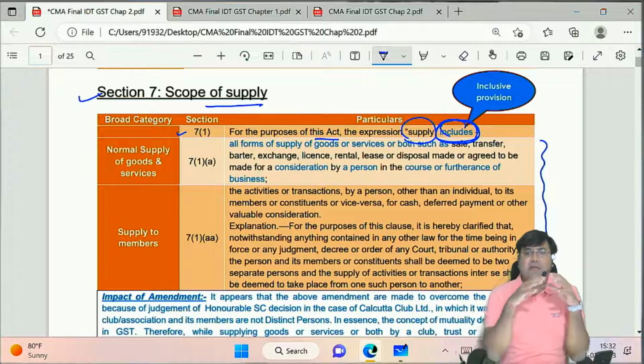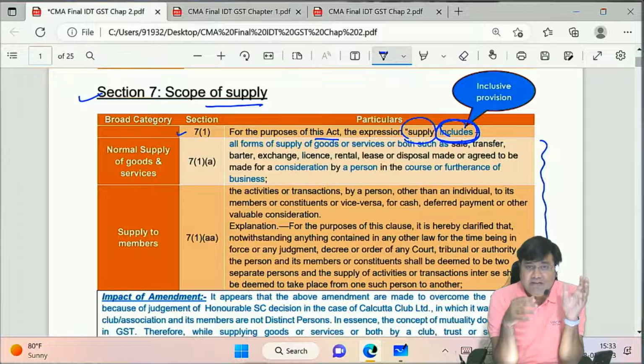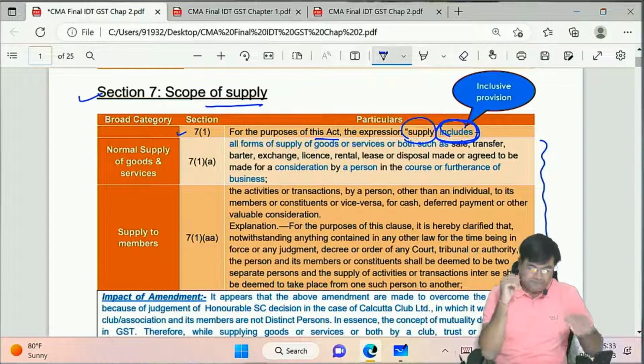In fact, if any term of similar standing is used, then that is also going to be included. So a businessman cannot say, no, this term has not been used, so it is not supply, not subject to GST. If it is of similar standing, meaning similar nature, then it is going to be covered.